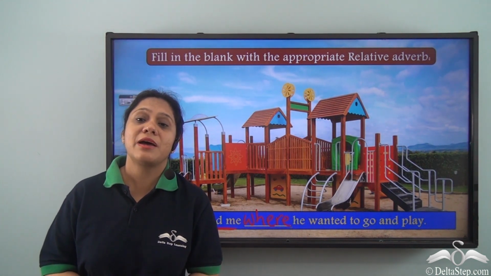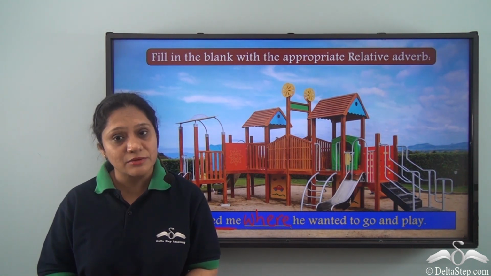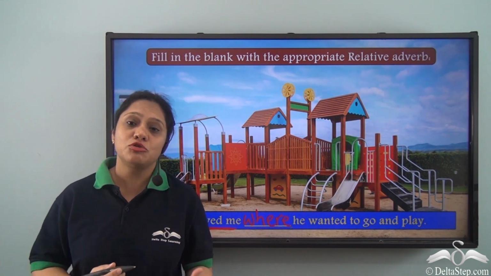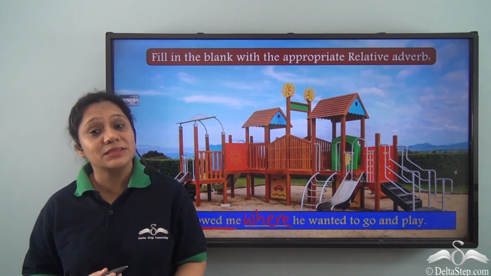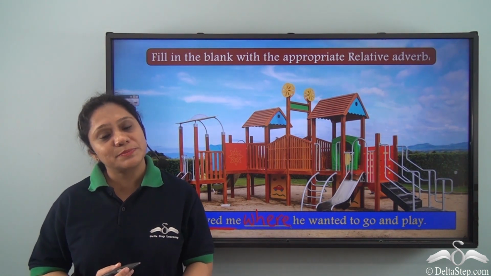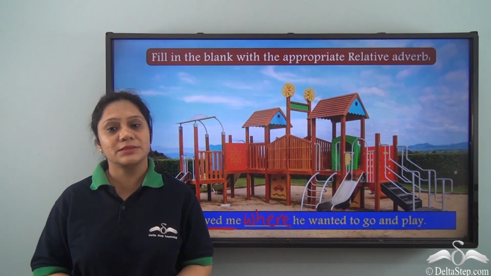So today we have learnt about relative adverbs, how they join two clauses and refer to an antecedent. Now the antecedent may or may not be explicitly mentioned in a sentence.